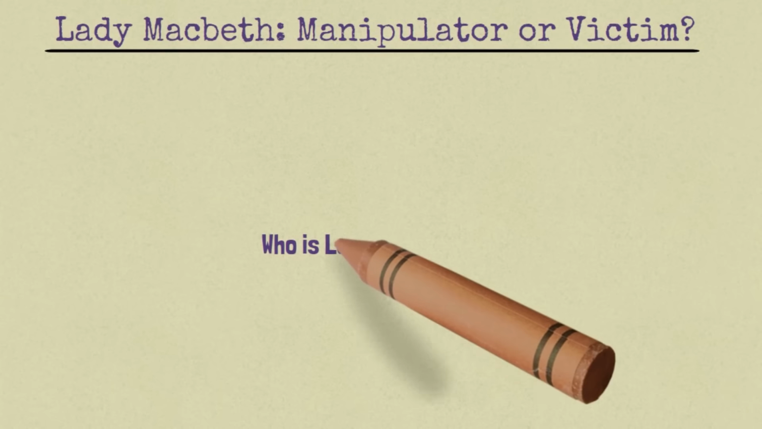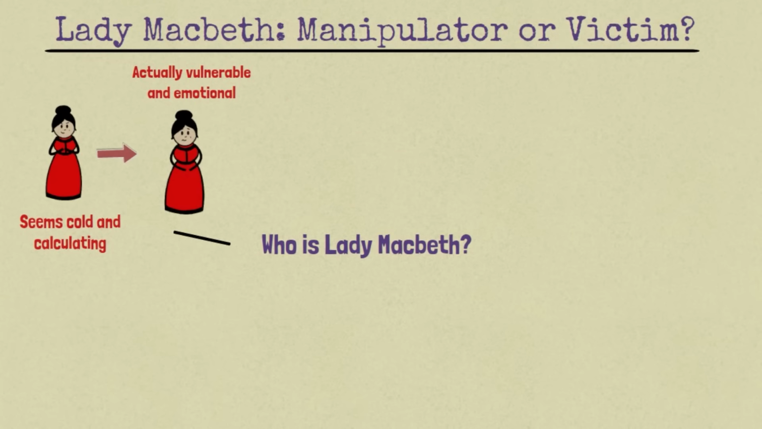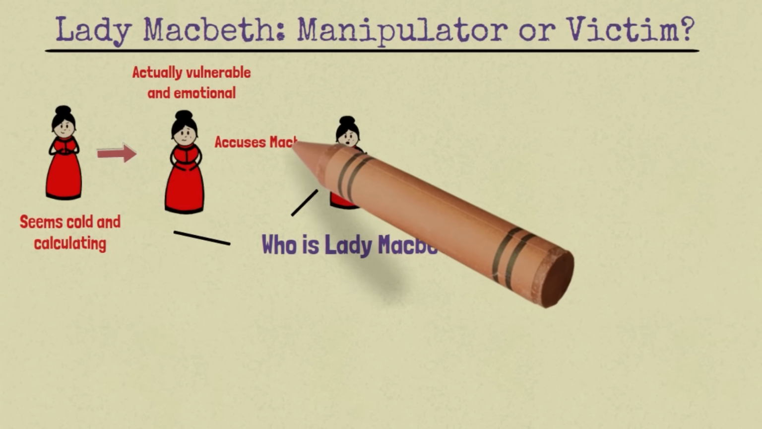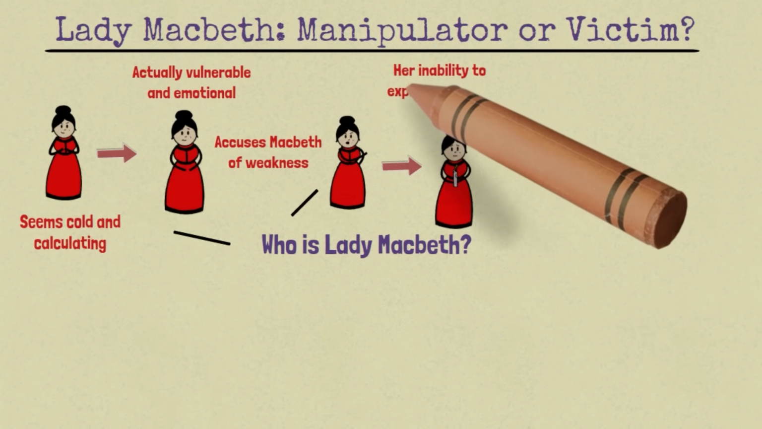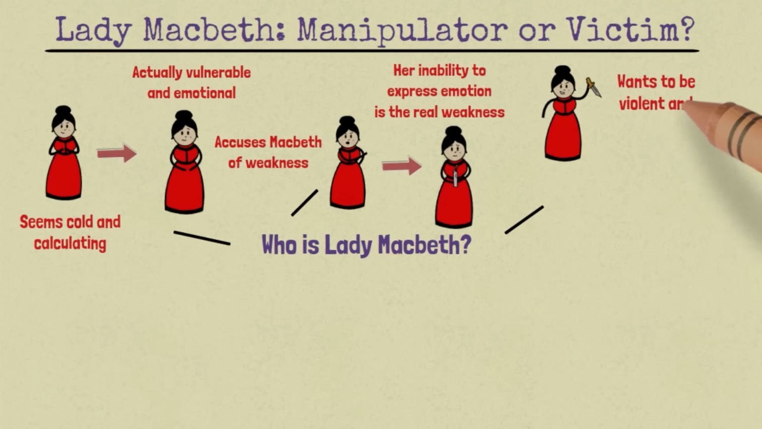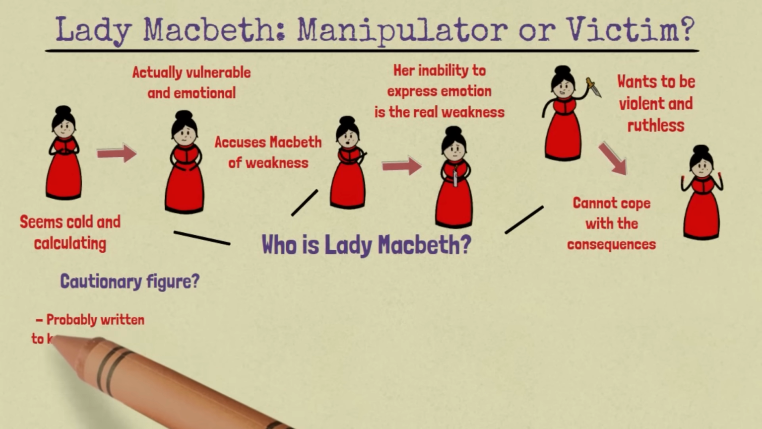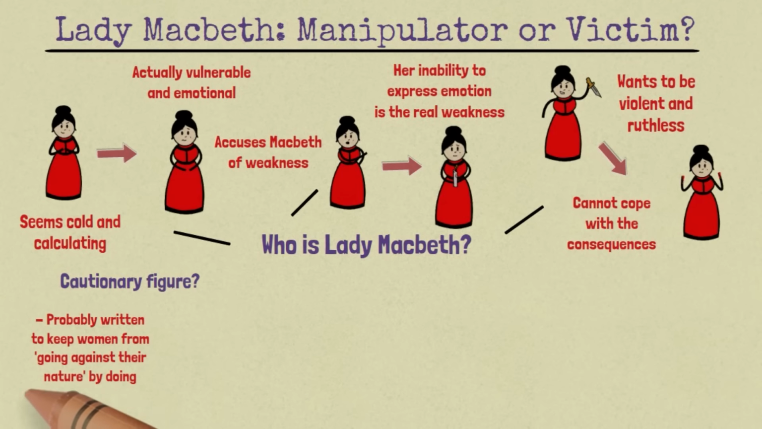Lady Macbeth can seem to be a contradictory character, appearing cold and calculating, but actually very vulnerable and emotional inside. She manipulates Macbeth by accusing him of weakness, but is guilty of the same thing herself. She wants desperately to have the stereotypical male traits of violence and ruthlessness, but cannot cope with the consequences of this behavior.